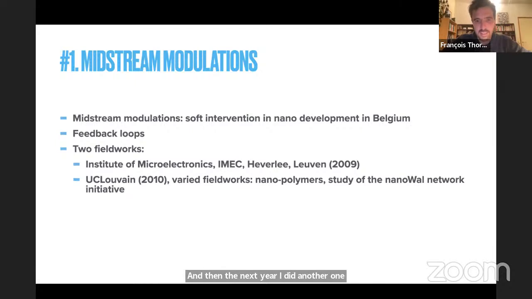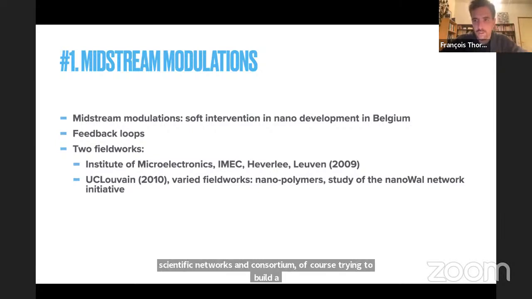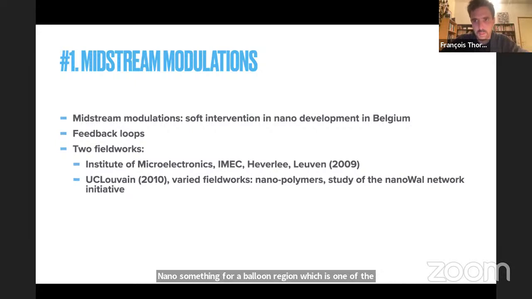It was in 2010. And then I was a little bit less well disciplined, so I not only went to the lab, but I also went to some scientific networks and consortiums that were trying to build a nano platform for the Walloon region, which is one of the two parts of Belgium in terms of science policies, because Belgium is divided, Dutch speaking and French speaking. At the time, the French speaking were trying to structure themselves and to coordinate the efforts in terms of nanotechnology developments. So I also followed that process, which was a bit out of the lab, but which was important to figure out what the dynamics in the lab were as well.